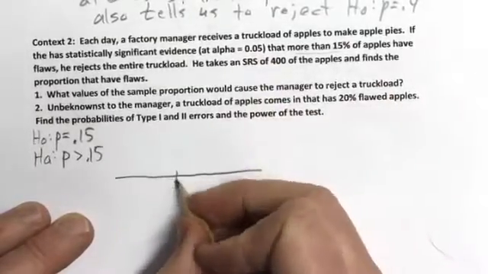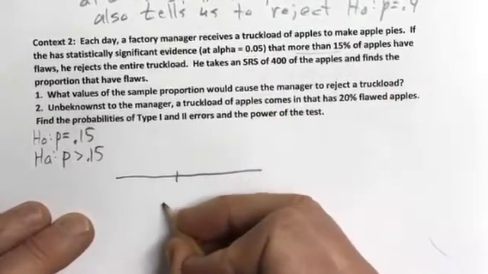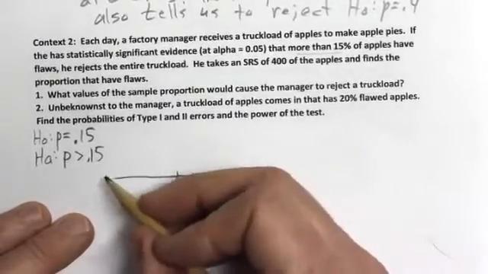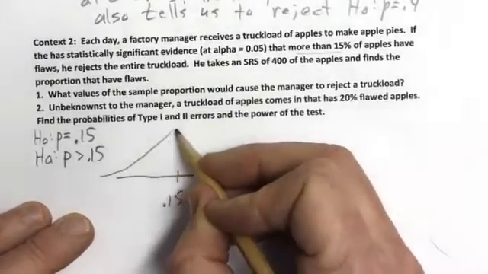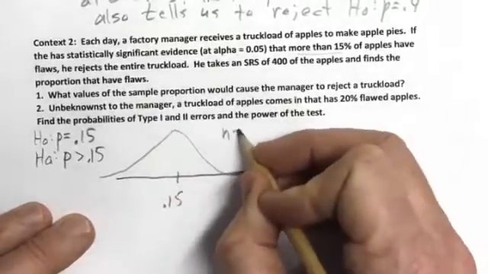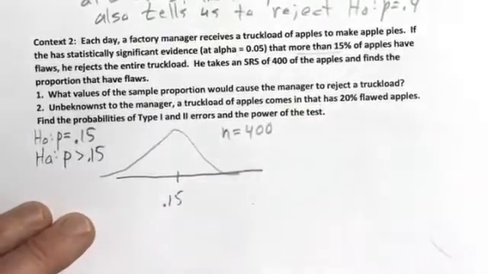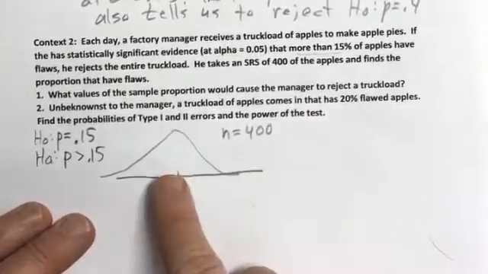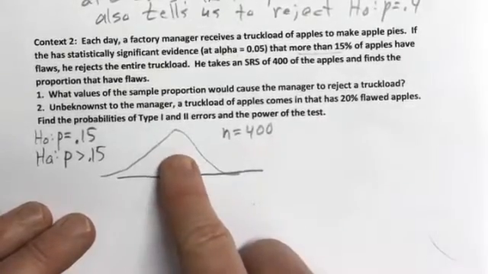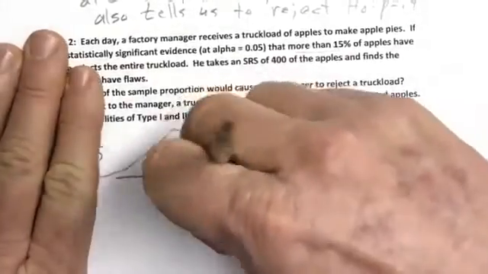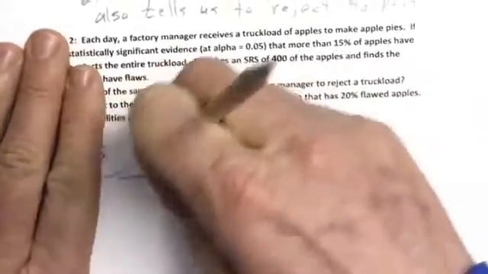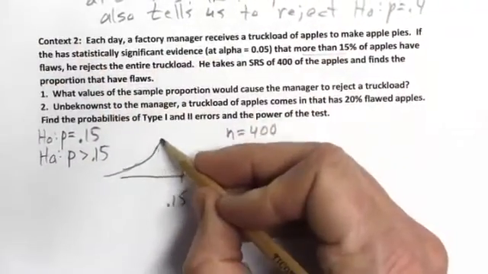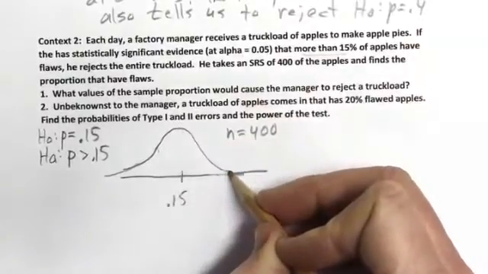Here is our sampling distribution, assuming we've got a good truckload. In other words, 0.15, 15%. Our sampling distribution will be centered around that because when we take a sample of size 400, our proportion of flawed apples is probably going to be somewhere around 0.15. That's not the best looking normal curve I've ever drawn, but it's approximately normal around it like that. And so it would look like that.